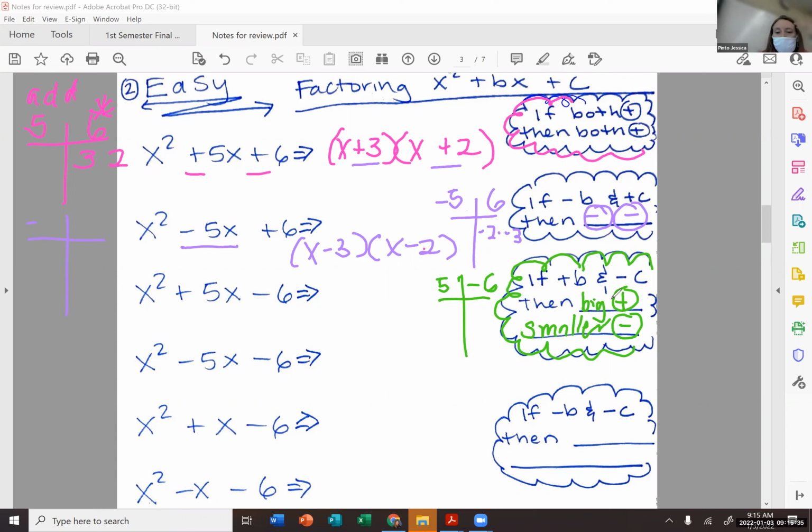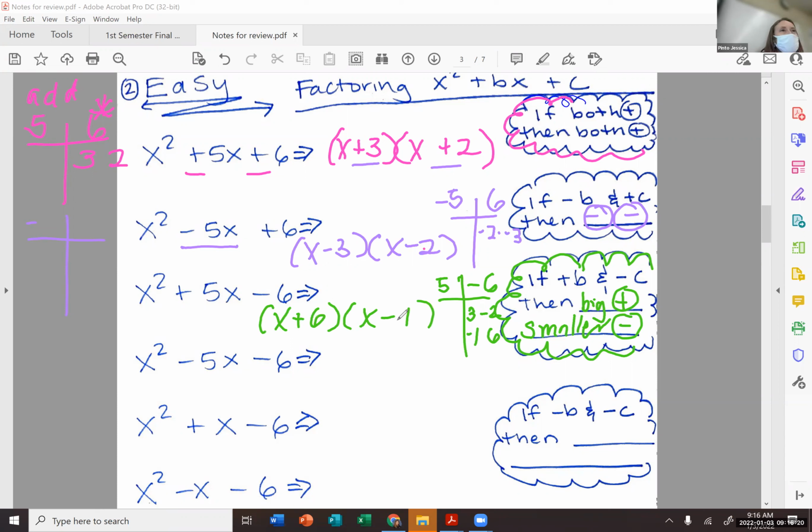So when I have 5 and 6, if I think of 2 and 3, that doesn't work. I've got positive 3, negative 2. What is 3 minus 2? 1. So these are not the numbers. What are the other values that multiply to 6? I've got 3 and 2. What are the other values that multiply to 6? 1 and 6. I see that the bigger number needs to be positive. So should the 1 or the 6 be positive? The 6 should be positive, meaning that the 1 is negative, giving me x plus 6, x minus 1.